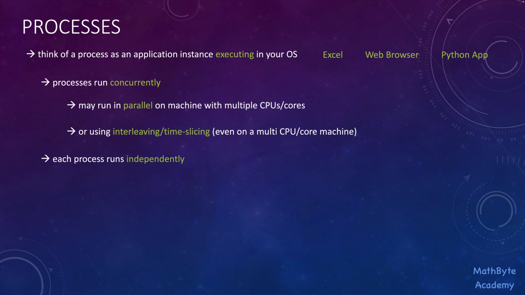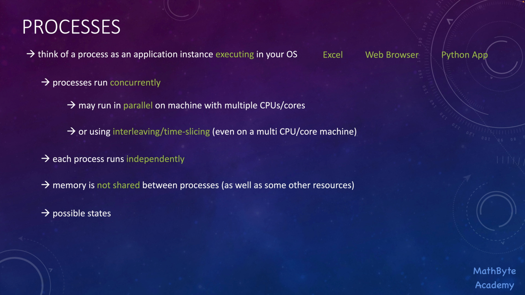Now, the important thing here is that each process runs independently. The memory is not shared between the processes as well as other resources, but mainly let's talk about memory and data. When you're running Excel and your web browser, they're not sharing the same data, right? They don't have the same data and the same global variables and things like that. Same thing with your Python app. So that's an important distinction about processes. They're independent and memory is not shared between them. Now, if you think about processes, there's really three possible states to a process.